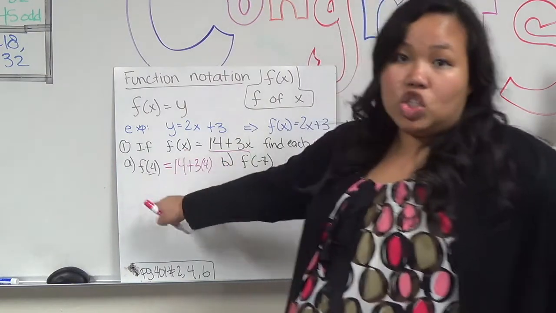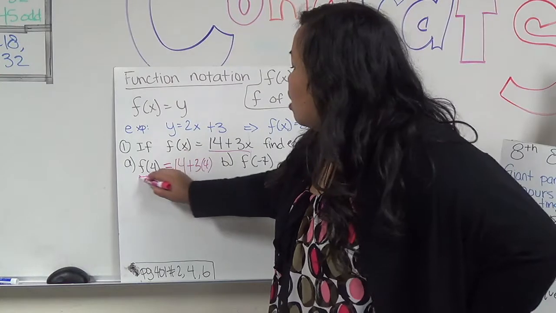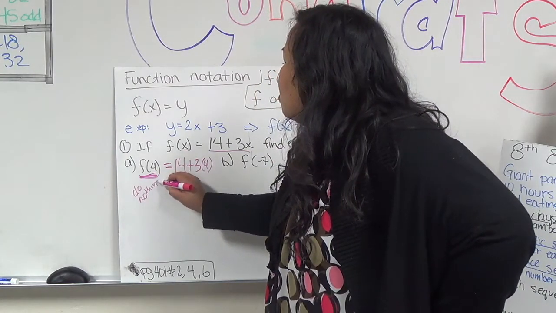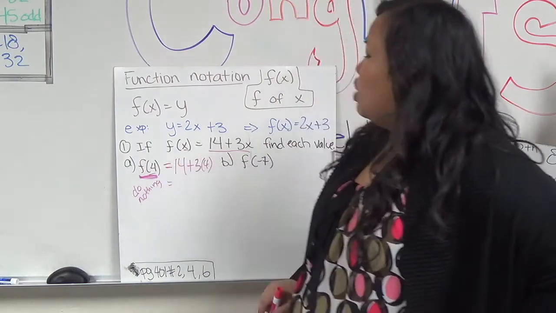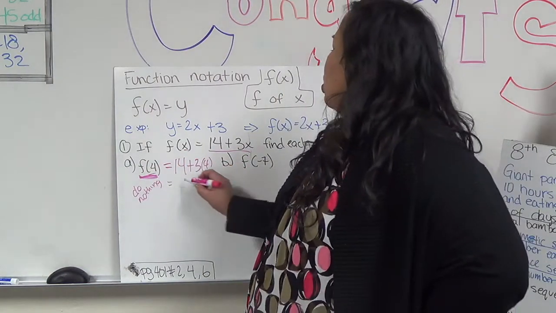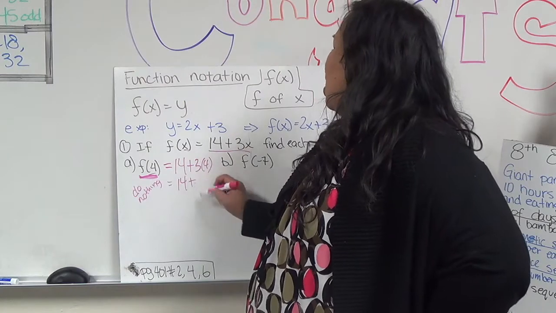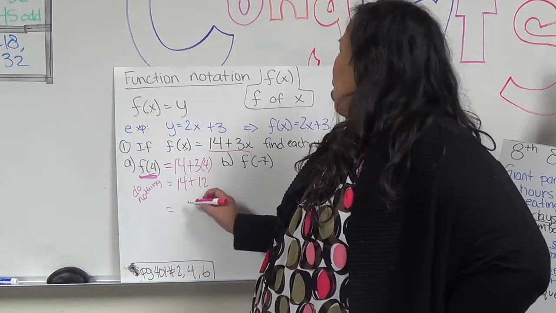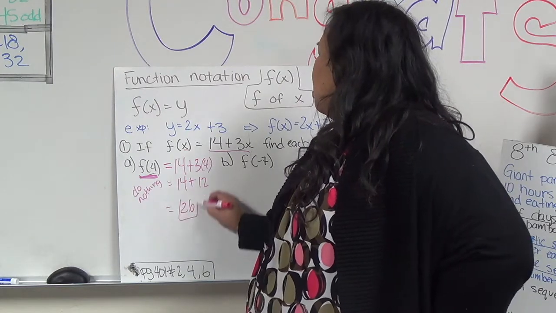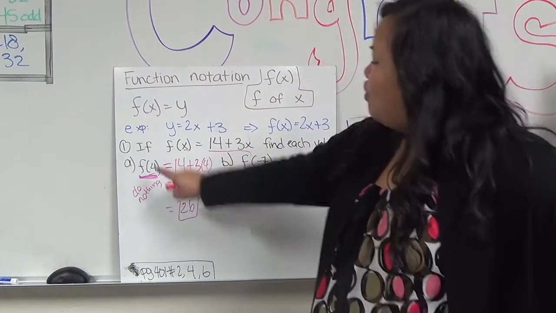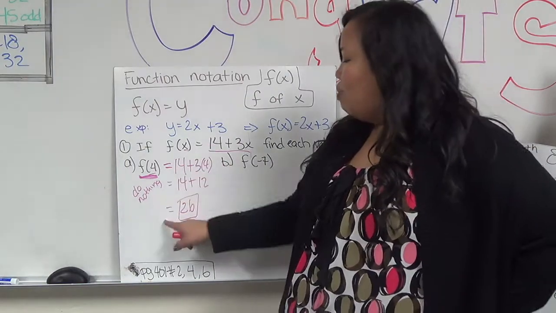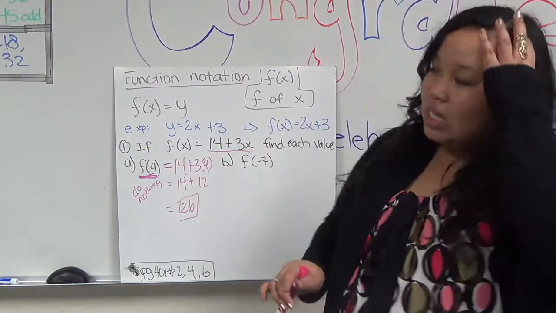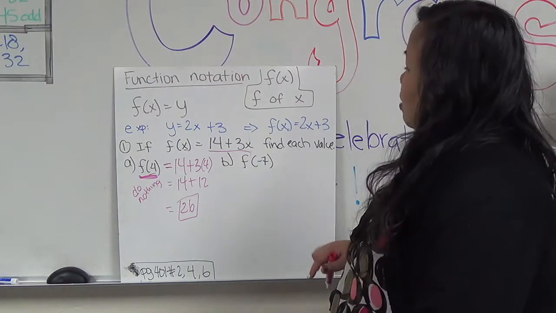I don't do anything to solve this, okay? This, I do nothing. Do nothing on this side. This is just telling me what to do. So from here, I'm going to multiply out. 14 plus 3 times 4 is 12. So 14 plus 12 is 26. And this is my answer. So that means f of 4 equals 26. Please don't try to divide by 4 after this or try to separate this. I know I'm getting annoying by emphasizing it, but it happens too many times.